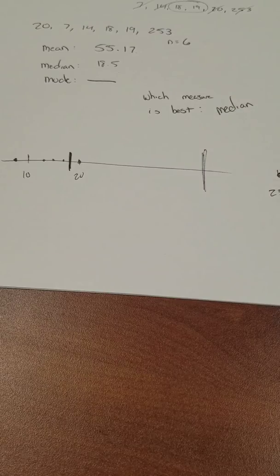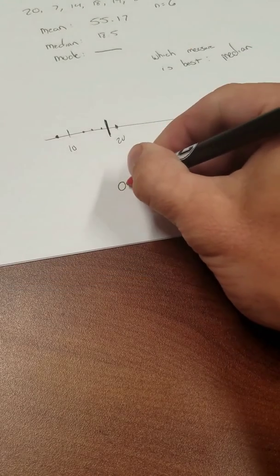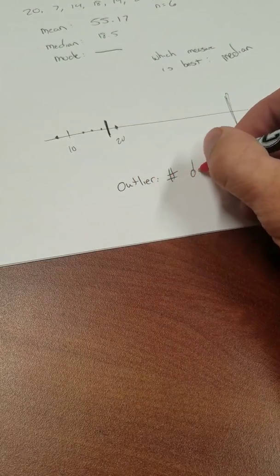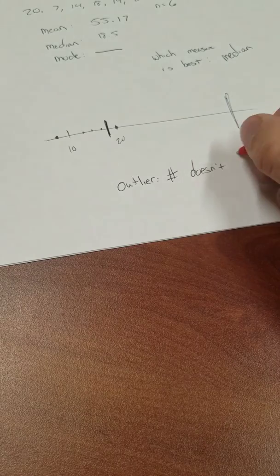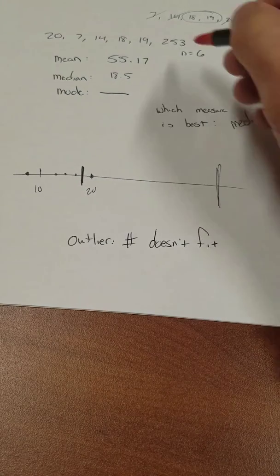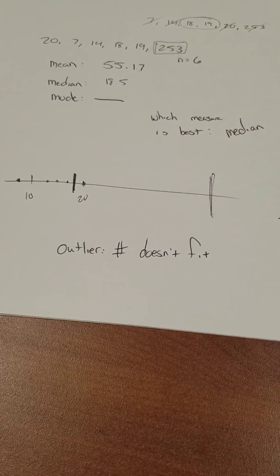And now the question is why? Why in the world is the median the best measure of central tendency? Or why does it fit the numbers that the mean simply doesn't? It's because of outliers. An outlier is a number that just doesn't fit the rest of the data. So in our case, 253 is an outlier.